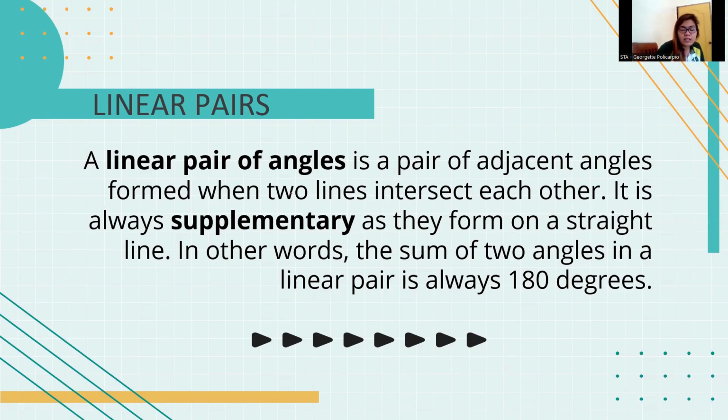So pag sinabing linear pair, nabanggit na natin kanina, it's a pair of adjacent angles. Adjacent angles, ibig sabihin magkatabi. At bukod sa magkatabi, they are supplementary. So ibig sabihin, they always form 180 degrees. Kung meron mang missing na partner sa linear pair, same method lang yung gagawin mo, kagaya ng ginagawa mo sa supplementary angles.